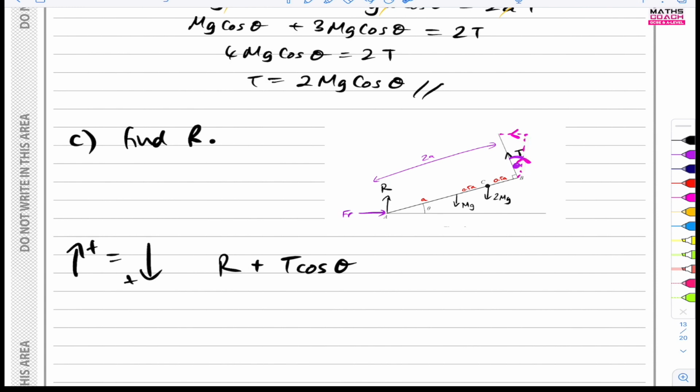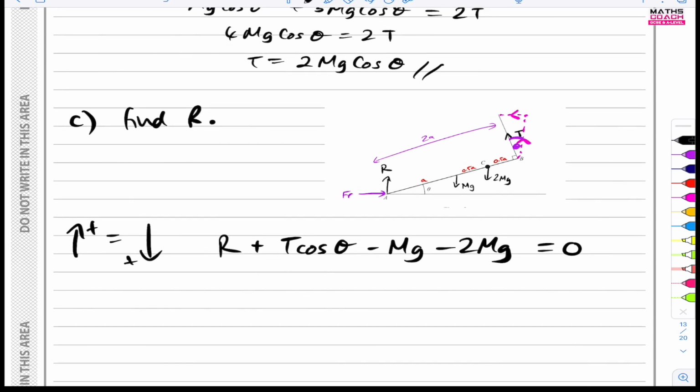Okay, and now it's going to be the minuses, which is those. Those are going to be negative because they're going in the opposite direction. So it's going to be minus mg minus 2mg, and that's going to be equal to 0 because it's in equilibrium. So let's now substitute cos equals 3/5. So it's going to be R plus 3/5 T minus mg minus another 2mg, which is minus 3mg, equal to 0. So that's it. We're ready now to put it into the form that it wanted.